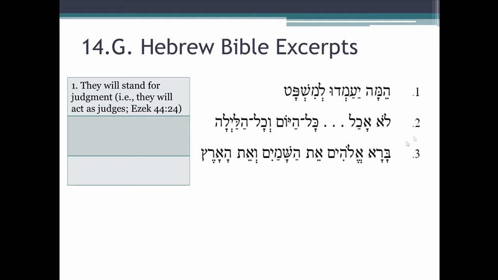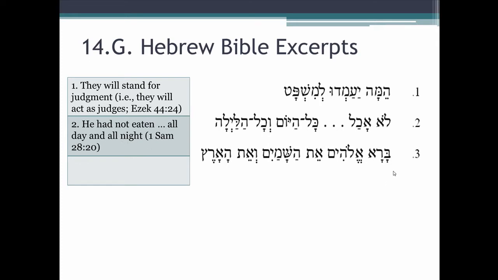So number 2, lo akal kol hayom v'kol halayla. So we have lo, which is a negator. Akal, verb. Is it prefixed? No. No suffix. So this is the simplest form of the perfect, the third masculine singular. So he did not eat, or had not eaten, depending on how you want to translate it. Again, we're lacking a bit of context here. Kol hayom, all the day, very literally, and kol halayla, all the night. So to smooth it in English, he had not eaten, or he did not eat, all day and all night.